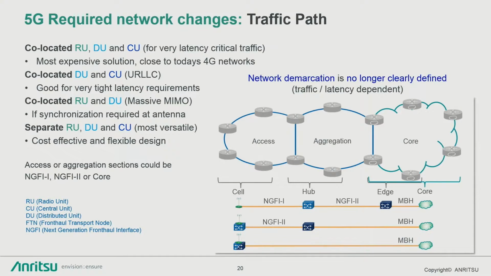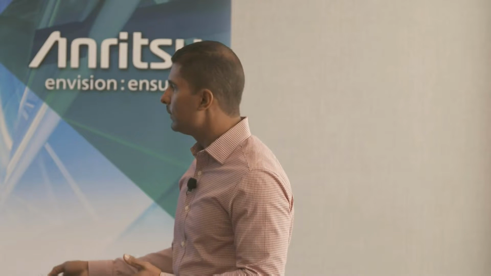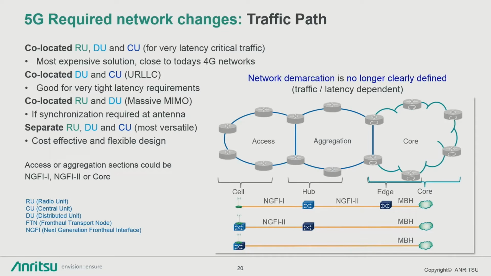Because what you see here is that the RAN changes depending on where these elements are moved. Your entire RAN, in the case of the RU, DU, and CU for very tight latency requirements, could all be located at the access point, and that could be your entire RAN.